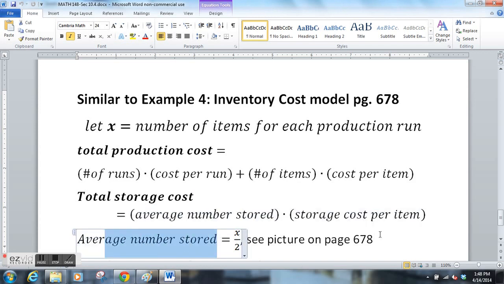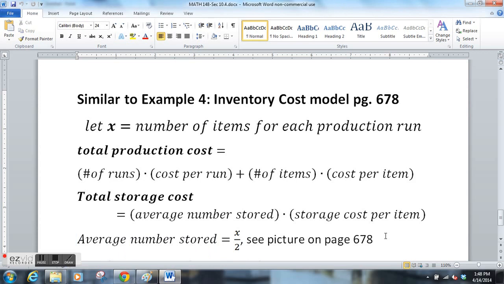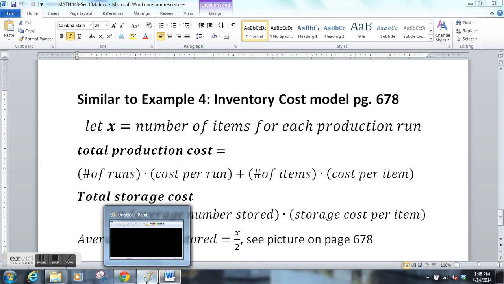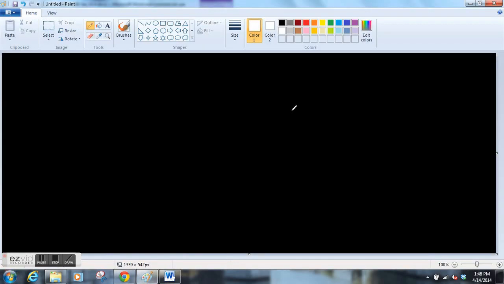How would you know this? Well, you might not. That's why I'm going over it. And there's a nice picture on page 678 that explains there's this kind of triangle as you're selling the items off. Then the average number is X over 2. So let's look at working this problem out. It's a long one. It'll probably take 3 pages of my little paint page.